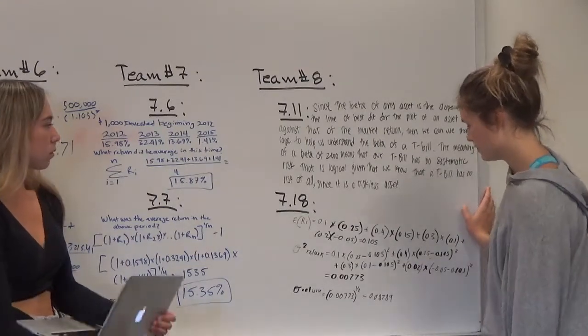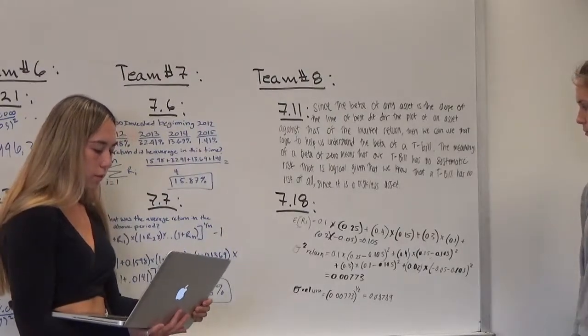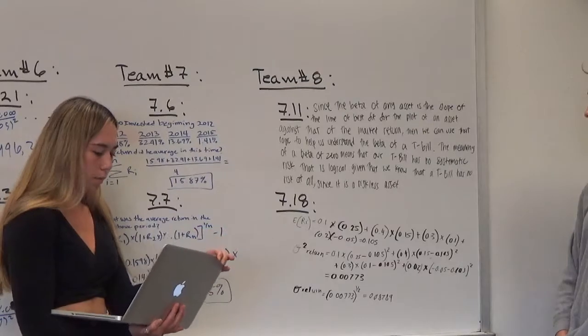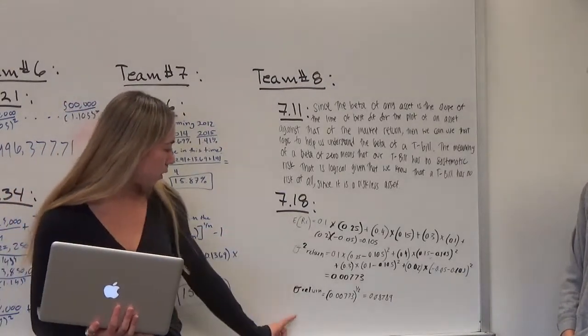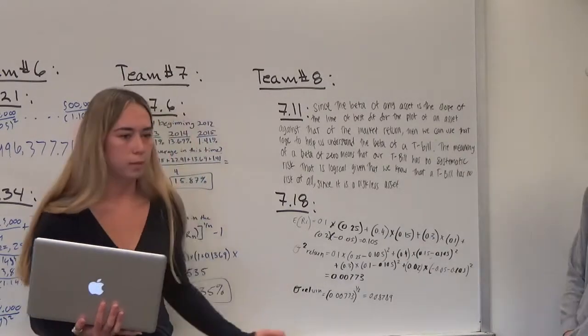That is logical given that we know that a T-bill has no risk at all, since it is a riskless asset. And then for 7.18, we had to find the variance and standard deviation, and we plugged it into the equation here. We got a return of 0.08789.